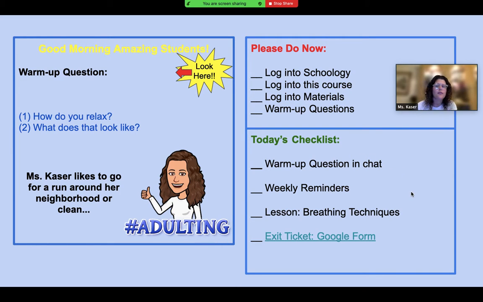Okay, weekly reminders: make sure you're in Schoology for attendance. Make sure you're seeking out help for other classes with online tutoring. That's on the school website. And make sure you answer today's exit ticket, which is, again, the Google form.